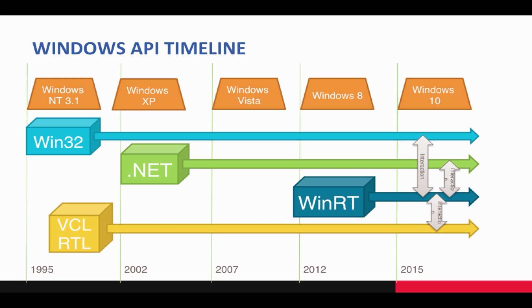Now, there is a lot of interaction between these different layers. So WinRT does interact with .NET, but the VCL also can interact with both Win32 and WinRT quite freely. There is also some interaction that VCL has with the .NET side.